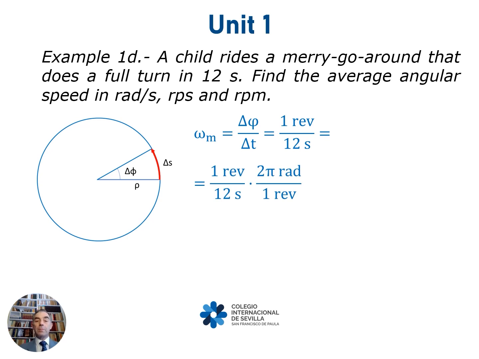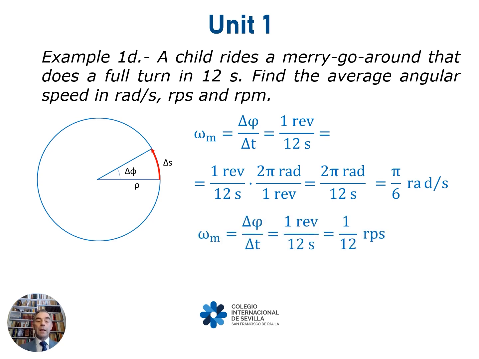Now we multiply that times a conversion factor. We know that 2 pi radians is a full turn, a revolution. So if we multiply times 2 pi radians divided by a revolution, that's multiplying times 1, and we don't change anything, but we can get rid of the unit we don't want, which is the revolution. And that equals 2 pi radians divided by 12 seconds, or pi divided by 6 radians per second. That's the average angular speed.